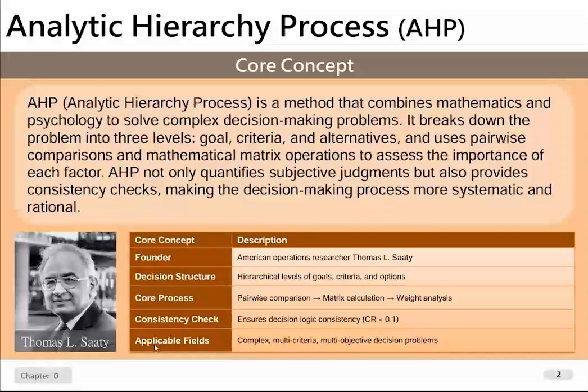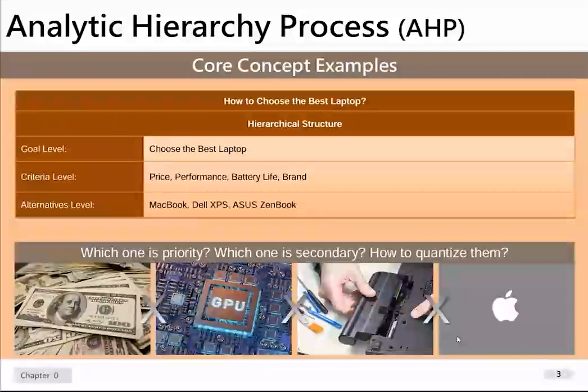Okay, so the applicable field is complex multi-criteria, multi-objective decision problems. I think that's what we will face in design situations. Sometimes you can only focus on one important design element, like color or contrast. Maybe these two cannot coexist, so you have to make a decision about that. Which one will be more important? That will be about your design principle. Okay, let's keep moving forward.